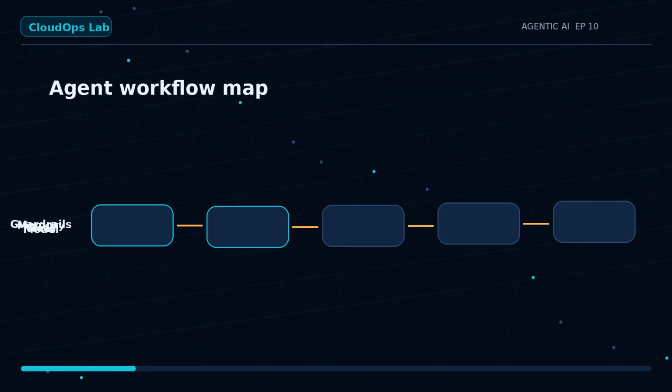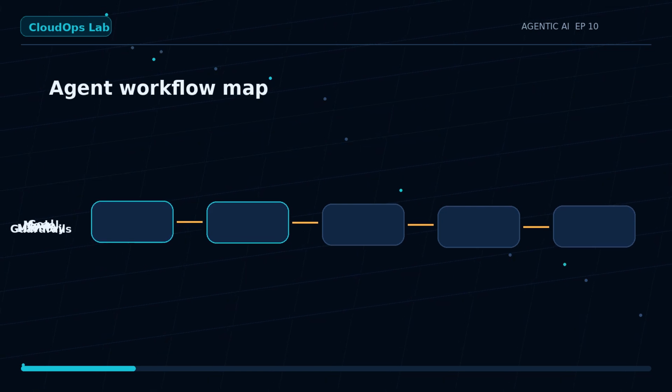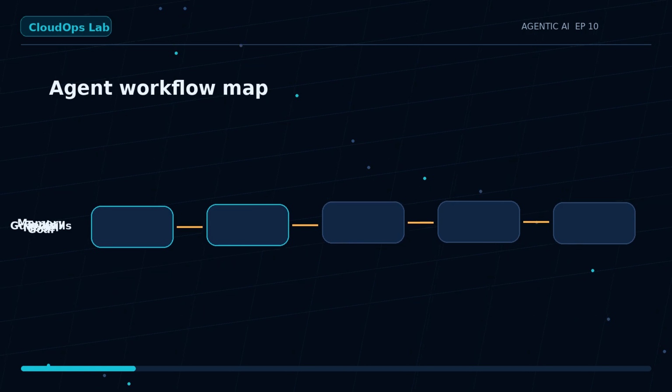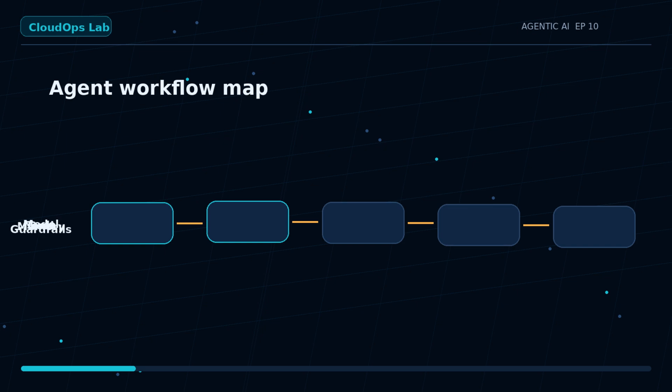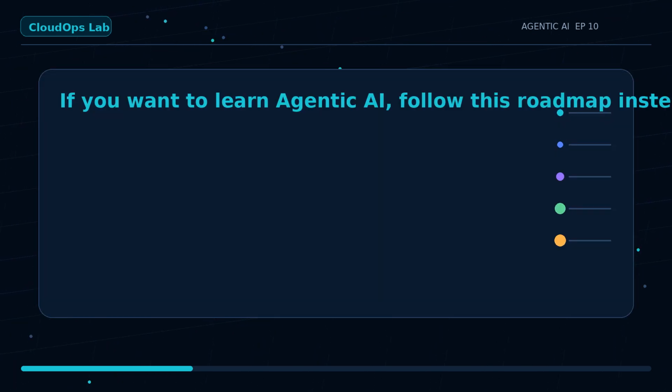In this lesson, we will keep it practical and beginner-friendly. Foundation. Start with prompts, model behavior, context windows, and structured outputs. These basics make every agent easier to understand.